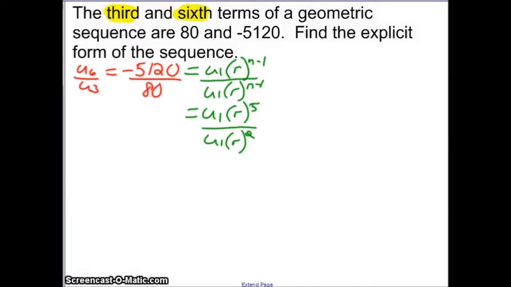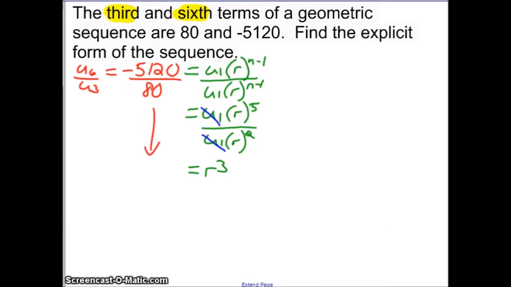Okay, so in a fraction I can cancel common factors, and U sub 1 is a common factor. It cancels right out. Now, r to the fifth divided by r to the second, when you divide things with a common base, you subtract the exponents, so that becomes r cubed. All right, so I'm looking for r, and now I've got r almost isolated.